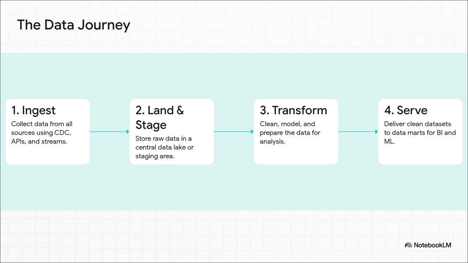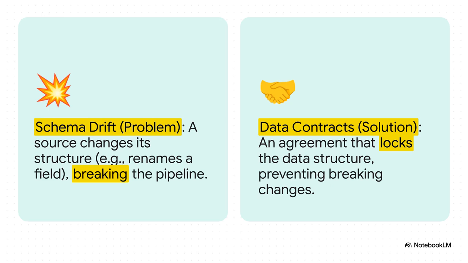First, you ingest all that data from your sources. Then you land the raw, messy data in a staging area, like a data lake. From there, you transform and model it. This is where you clean it up and get it ready for prime time. And finally, you serve those clean, reliable data sets to what we call data marts, where they're ready for analysis or machine learning.